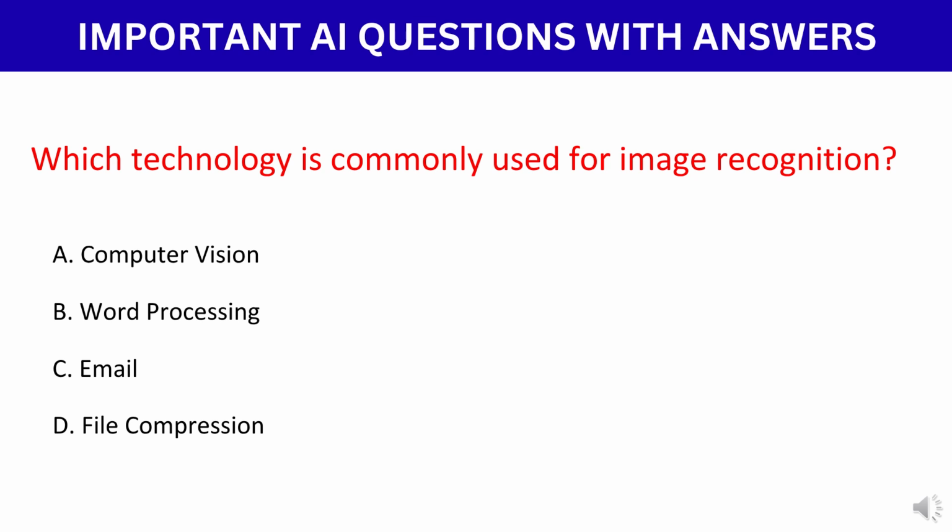Question number 20. Which technology is commonly used for image recognition? Option A. Computer vision. Option B. Word processing. Option C. Email. Option D. File compression. The correct answer is option A. Computer vision. Computer vision allows AI systems to analyze images and identify objects, faces, text, and other visual elements.